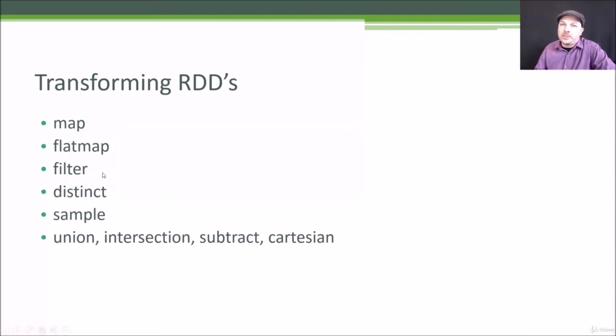Also, filter can be used if what you want to do is just create a Boolean function that says, should this row be preserved or not, yes or no. And there are some less commonly used transformations as well, like distinct, which will only return back distinct values within your RDD. Sample lets you take a random sample from it, and then you can perform set operations like union, intersection, subtract, or even produce every Cartesian combination that exists within an RDD.